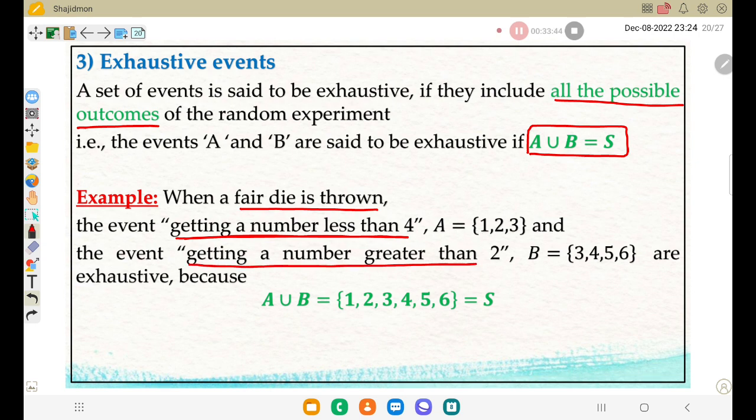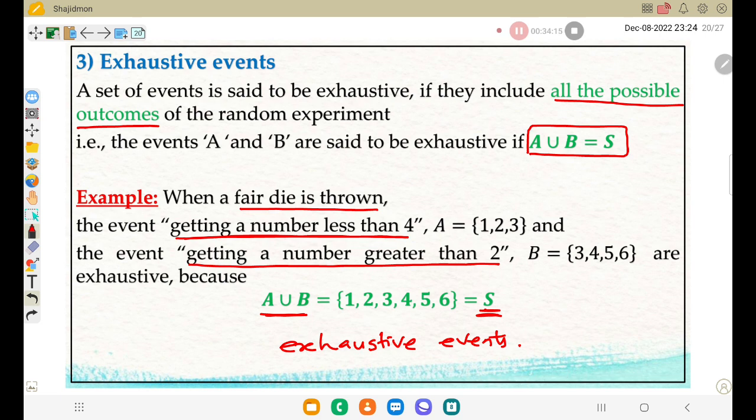B event: getting a number greater than 2. More than 2, that is the B event. So B equals more than 2, which means 3, 4, 5, 6. Correct? Now when we calculate the union of these two sets, A union B, what is the union together? Correct? 1 is there, 2, 3, 4, 5 and 6. It is the same as the sample space. Correct? So we can say these two events are exhaustive events. I hope you understood the meaning of that one.